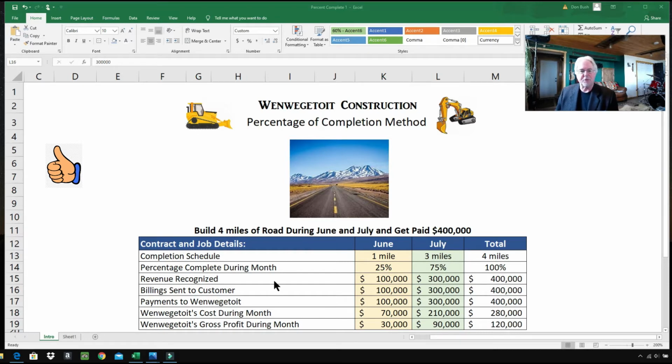So the revenue recognized. Remember that the grand total of the contract is $400,000. In June, if they get 25% of the contract done, they will have earned $100,000. 25% of $400,000 is $100,000. And in July, 75% of that $400,000 is $300,000. So $100,000 plus $300,000 is the full contract amount.